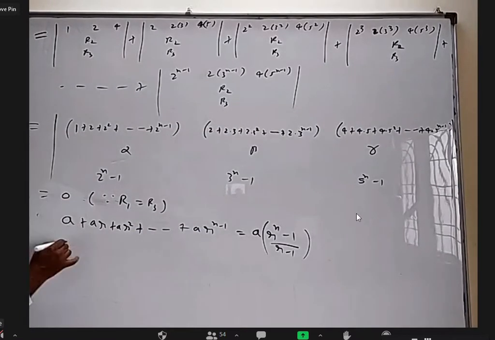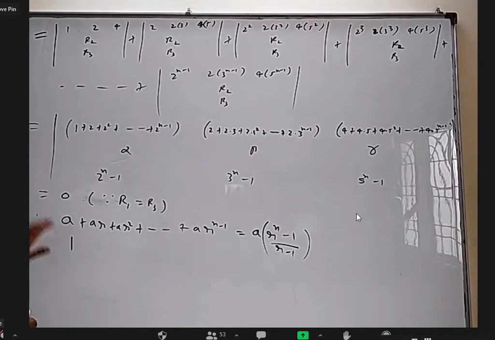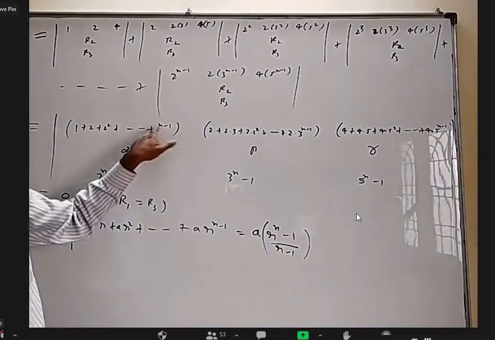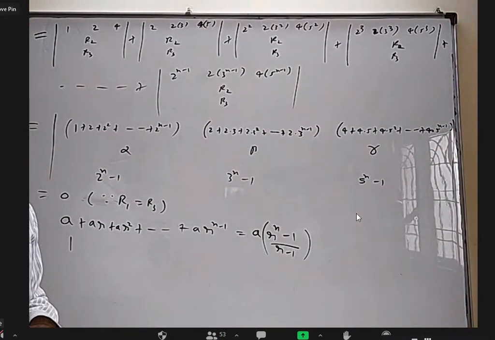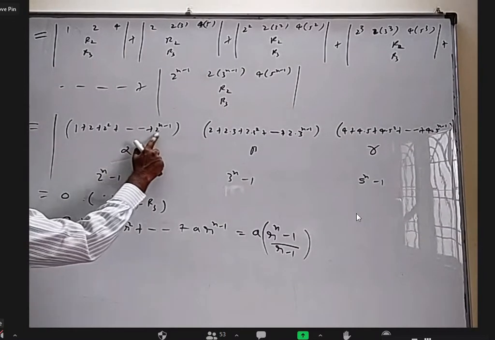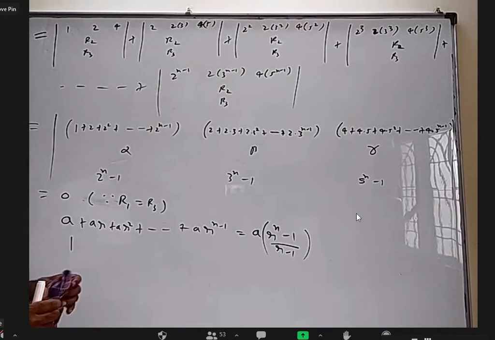Now coming to this. Yes, please. This question, till 1 plus 2 plus 2 square till 2 to the power of n minus 1, or is the last term n? Not n, because the nth term itself is r power n minus 1. It is 2 power n minus 1. Okay, sir. Number of terms are n, but the last term is this one. The nth term is this one.